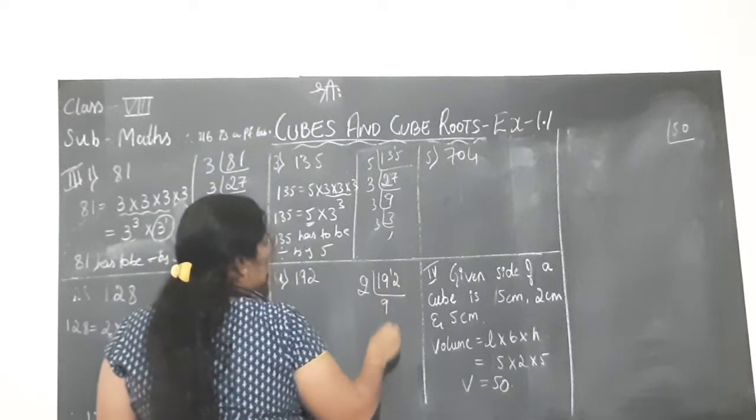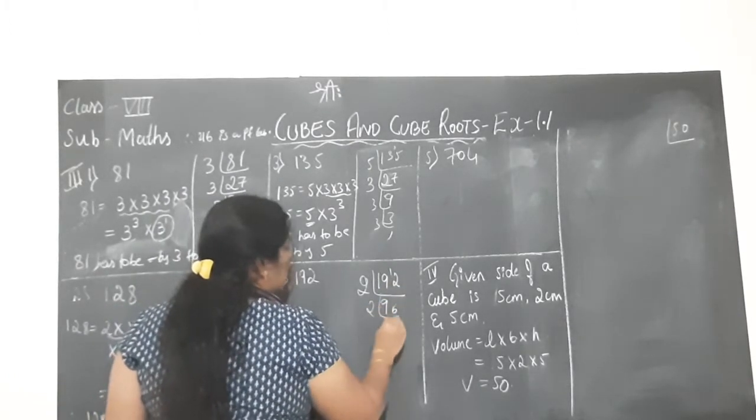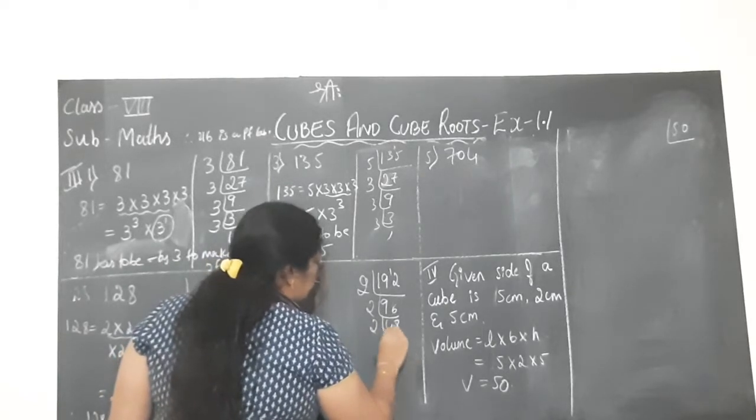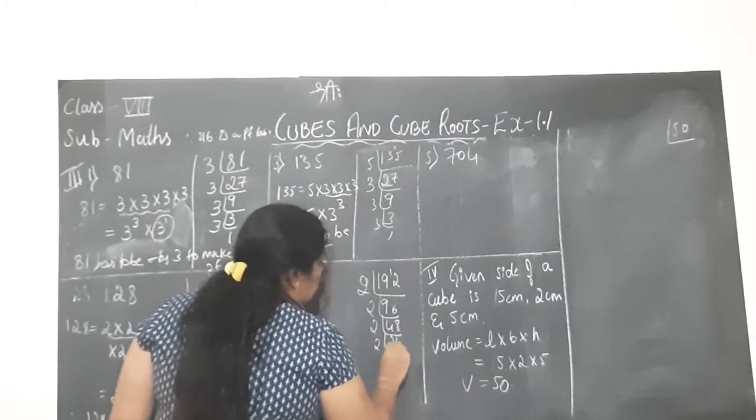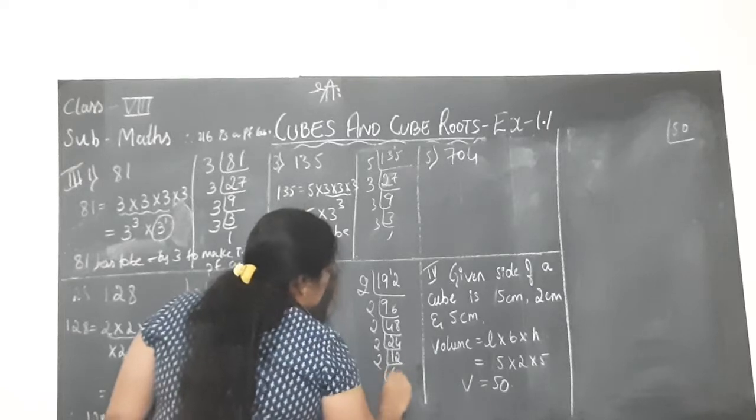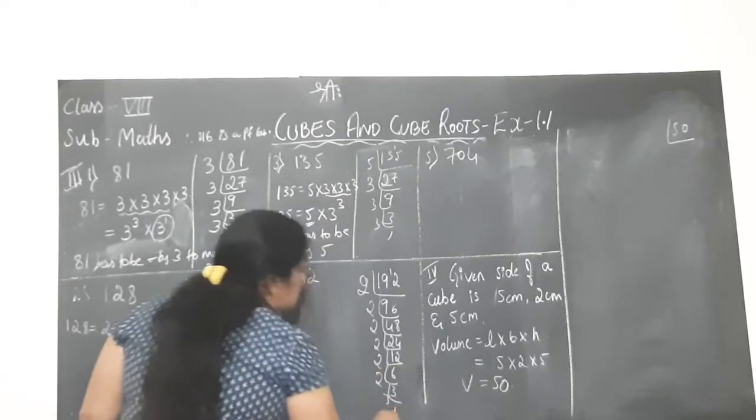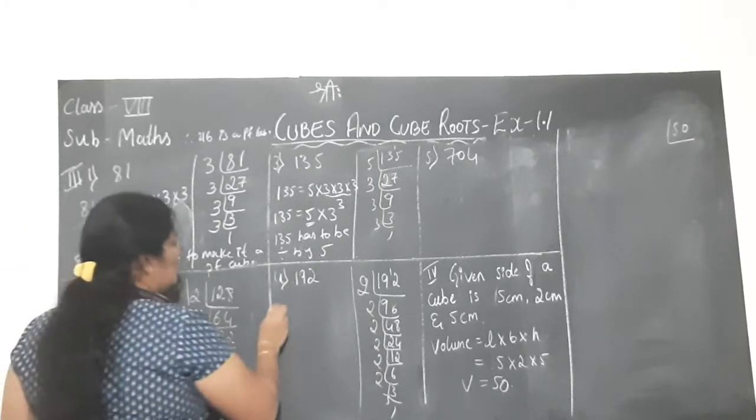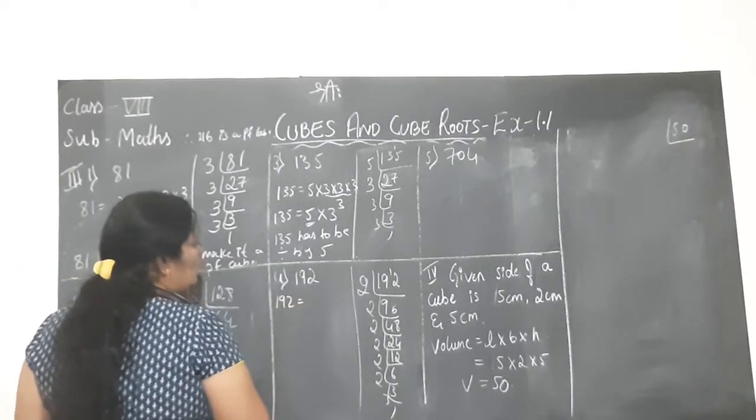2 9s are 18, 1 remaining, 2 6s are 12, 2 4s are 8, 2 8s are 16, 2 2s are 4, 2 4s are 8, 2 1s are 2, 2 2s are 4, 2 6s are 12, 2 3s are 3, 3 1s are 3. Done.